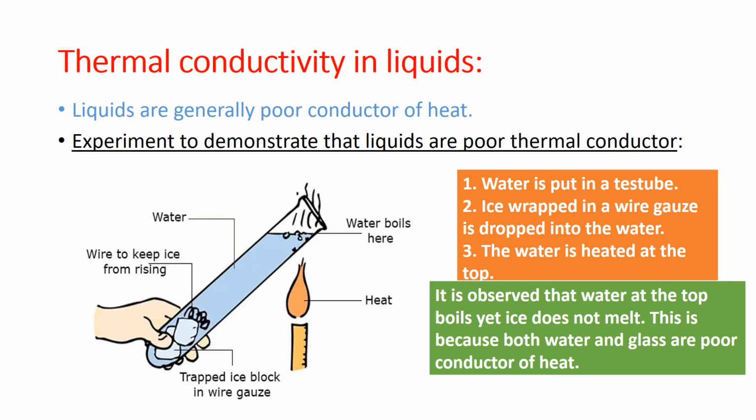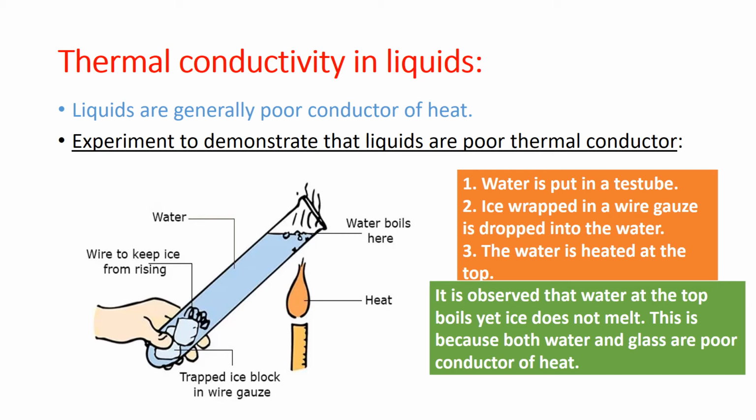All you need is a boiling tube, a heater, some water in the boiling tube, and a wire gauze wrapped on ice, and you're set to go. So if you set the experiment as shown in the diagram and heat the water at the top, the water will boil, but the ice at the bottom will not be able to melt for a long period of time.